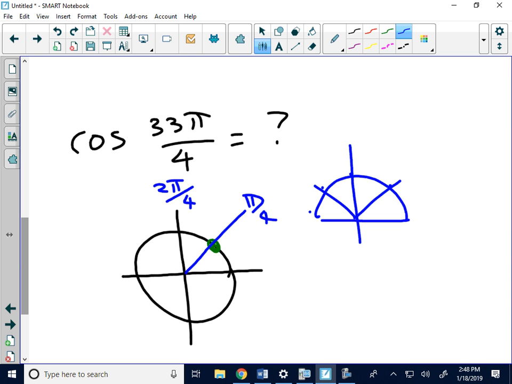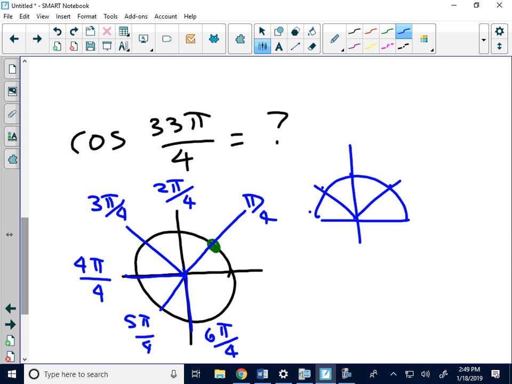Now I know I'm not going to write it that way. Instead of 2 pi's by 4, I'm going to write pi over 2, right? This is 3 pi's by 4. This is 4 pi's by 4, which we're not going to write that way. We're going to write it as pi, 180 degrees. This is 5 pi's by 4. This is 6 pi's by 4, which we're not going to write that way. How do we write the bottom of the circle in radians? 3 pi by 2, right? This is 7 pi's by 4.